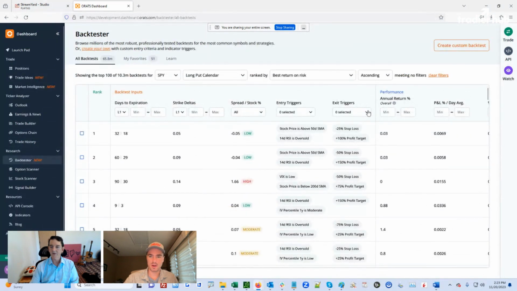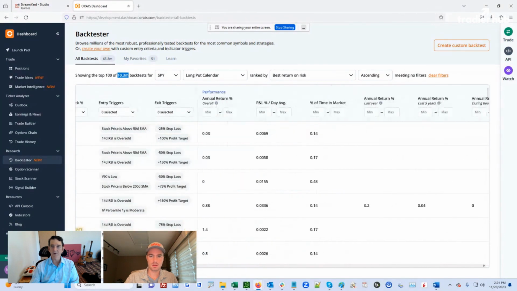So what I wanted to note here is the ranking. It's showing we have over 10 million backtests just for a SPY long put calendar, which is crazy. You can rank those by best return on risk or best annual return, and there are a few other ones. Matt, if you want to click the drop down. Yeah, firstly, what I like to do first is the time in the market. So you want to filter these out. This is only less than 1% of the time.